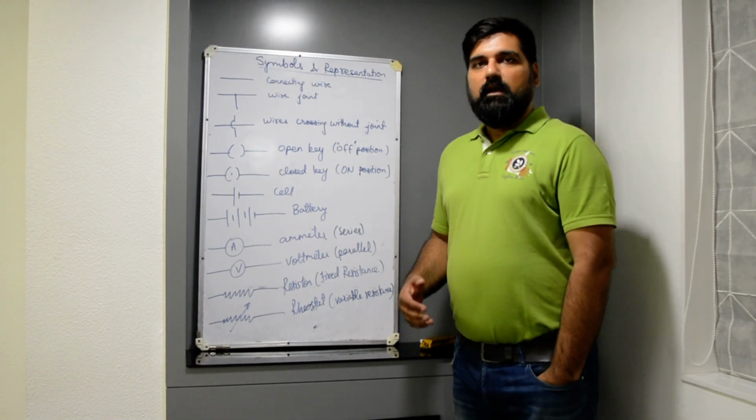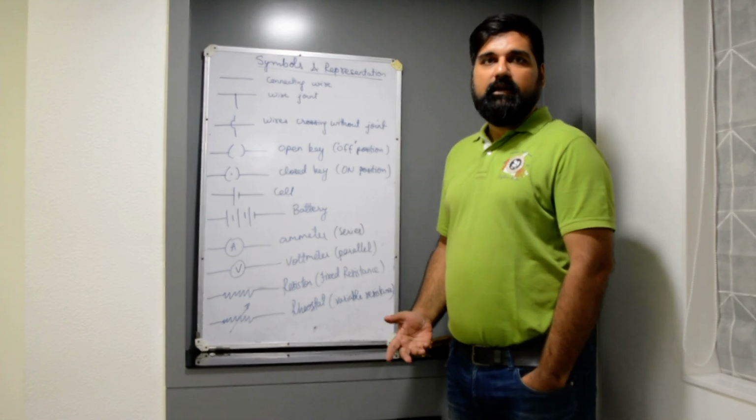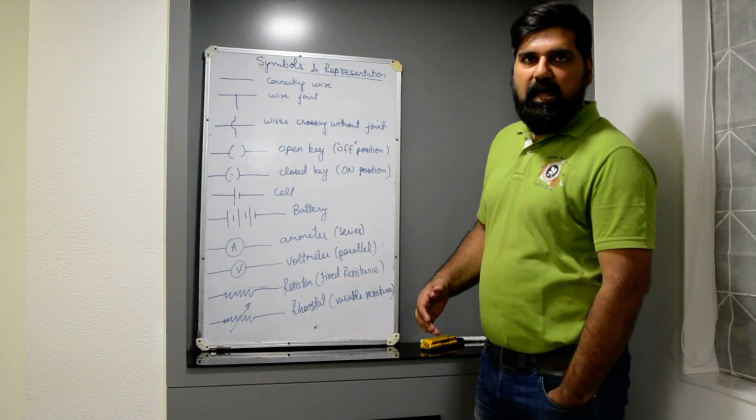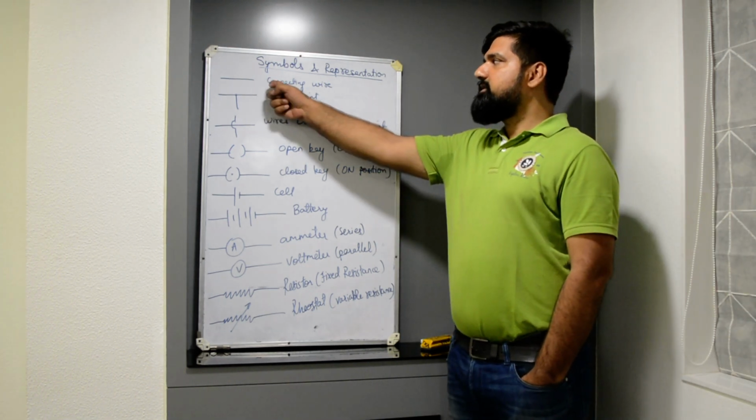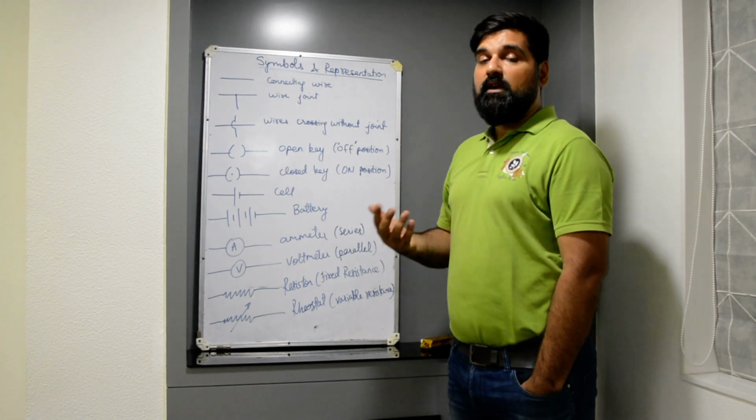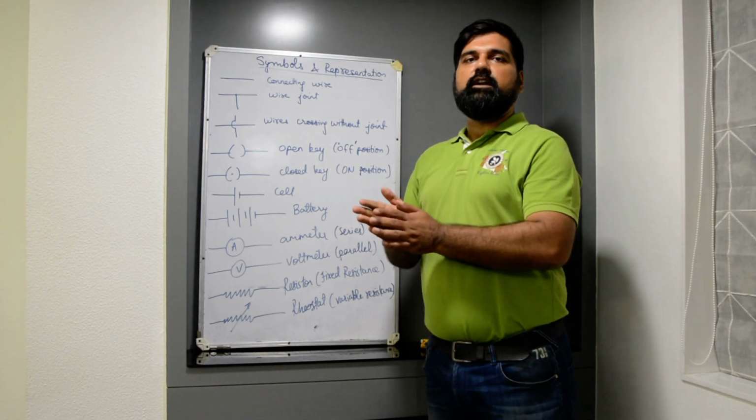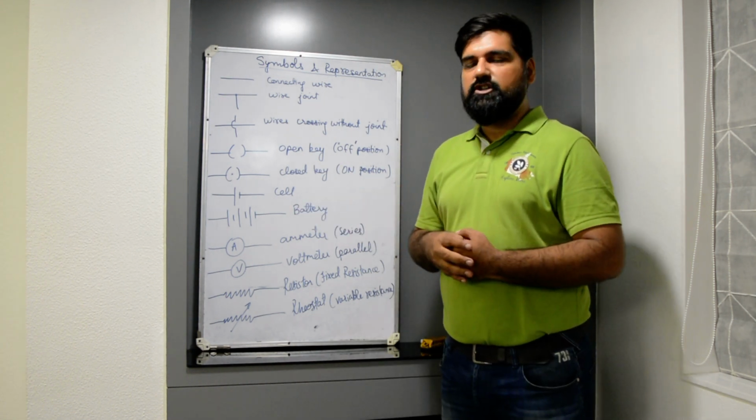Today we'll be learning about the topic which is symbol and representation of electric equipment. So what we have, first this line basically means a connecting wire which we basically need for transmission of current. Then this is a wire joint where the current gets distributed. It is also called a junction.